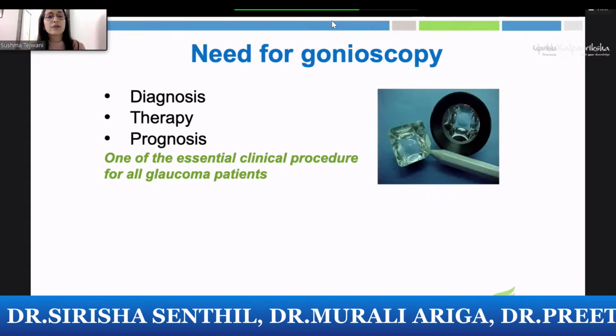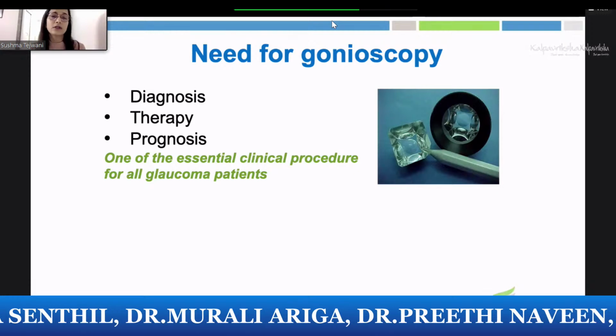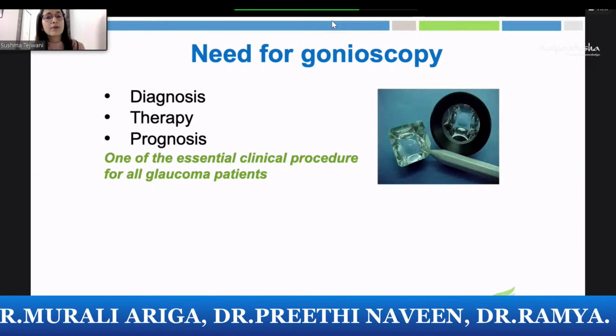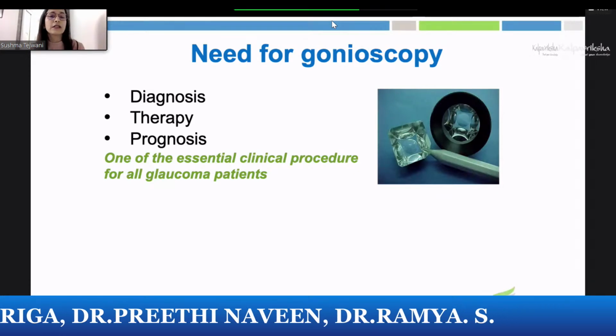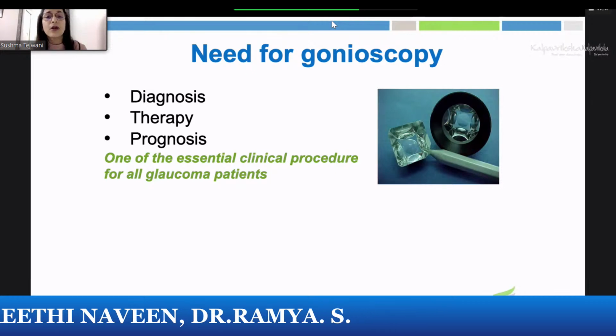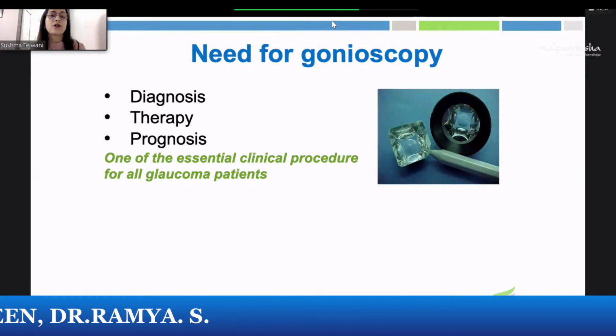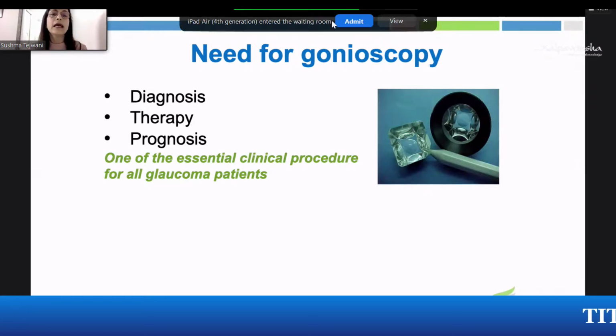We cannot diagnose a patient of open angle glaucoma without gonioscopy. It is also important to prognosticate, especially in situations where there is angle closure, progressive angle closure, or neovascular glaucoma. So we have to see on the follow-up how these are progressing, and based on the findings we can prognosticate the patient.